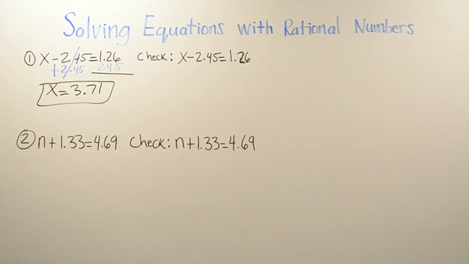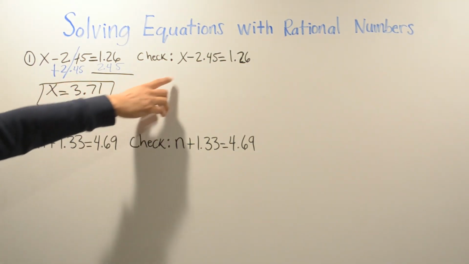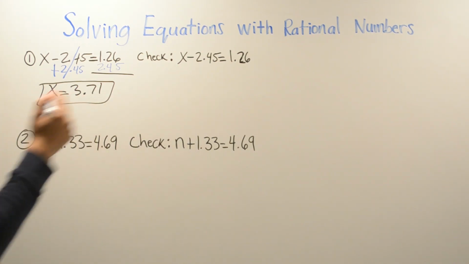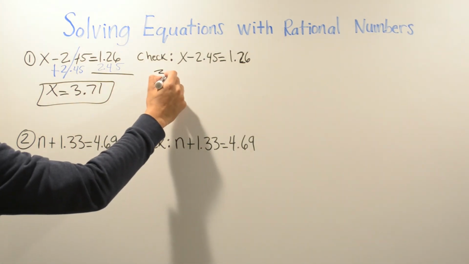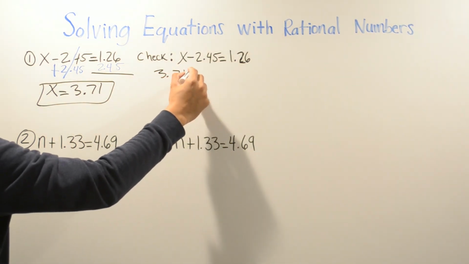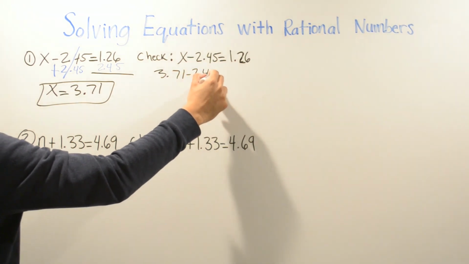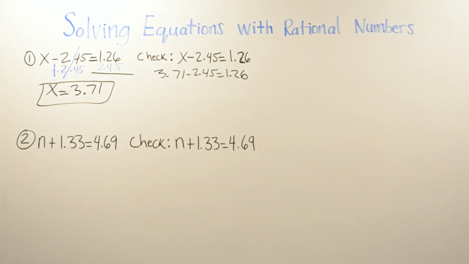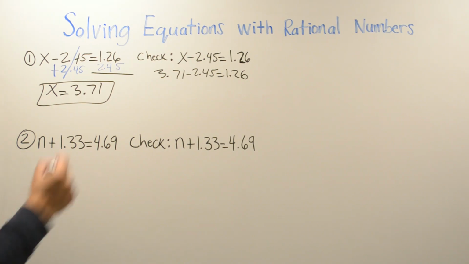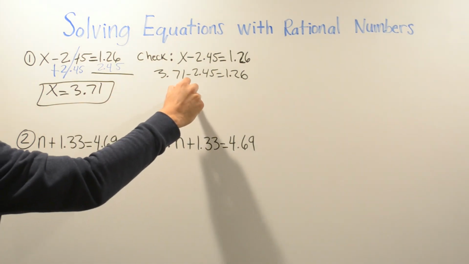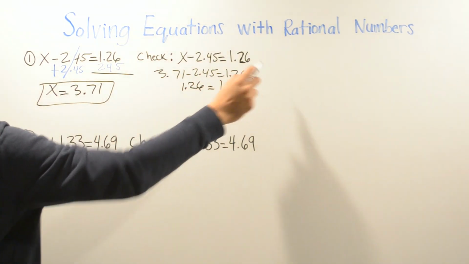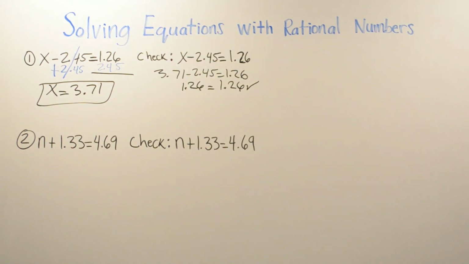Now every time we see an x, we just add 3.71. So we're going to go ahead and check it and add 3.71. So we have 3.71 minus 2.45 equals 1.26. I went ahead and did your subtraction already, and the answer for that is also 1.26 equals 1.26. So right there, I know that the answer is right.